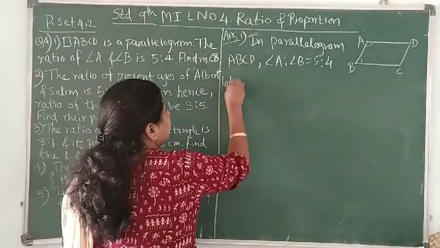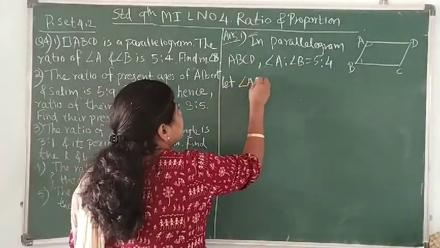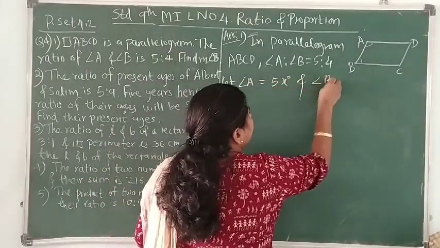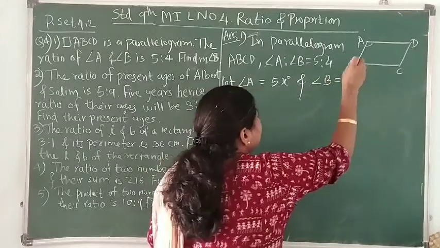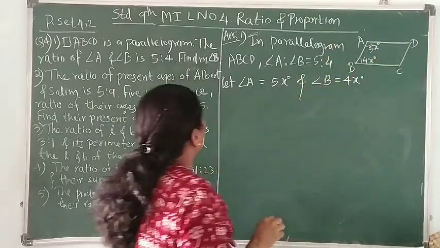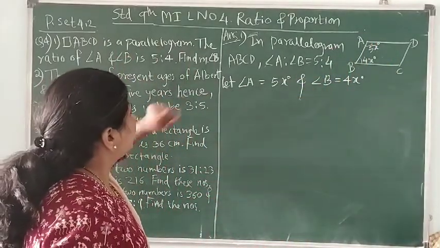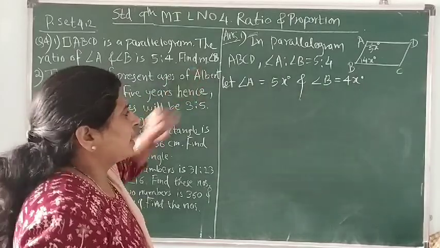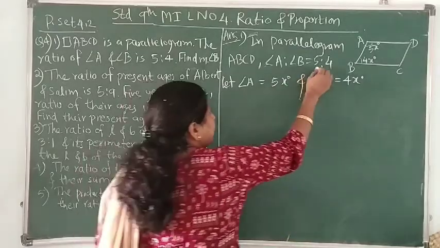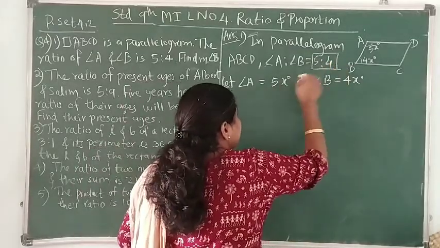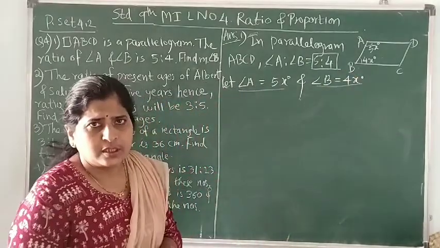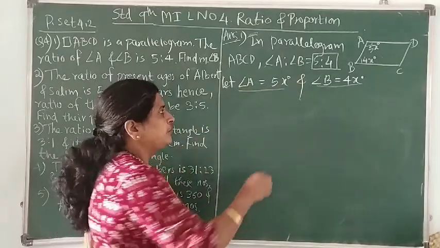So let's write, let the measure of angle A be 5x degree, and the measure of angle B be equal to 4x degree. So here it is 5x degree and this is 4x degree. Now we have not been given any information to find the measure of angle B. After multiplying the numbers in the ratio by a common multiple x, we have got this. Now some information is required with the help of which we can frame the equations.